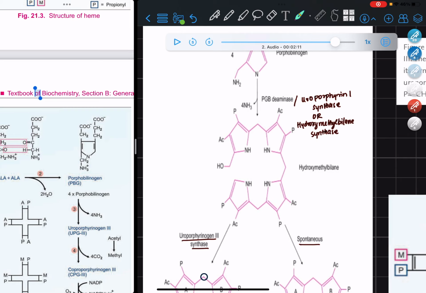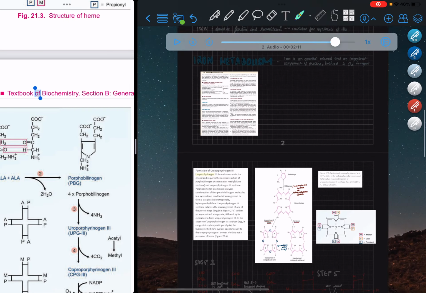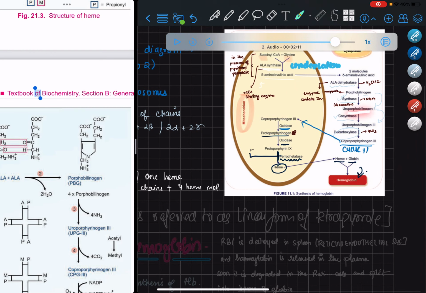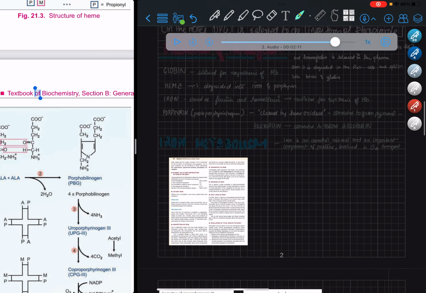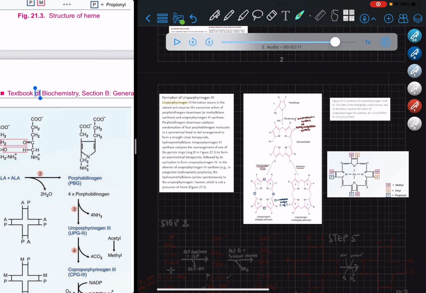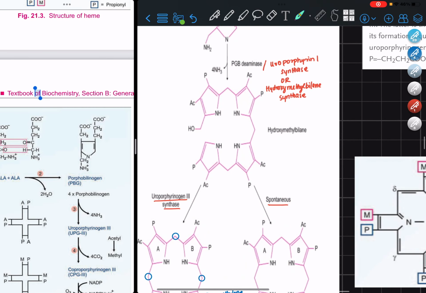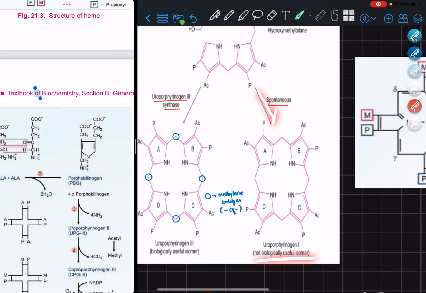So in the previous explanation I told you UPG is the linear form of tetrapyrrole, which was wrong. So this whole line is incorrect, which I probably misread. The correct thing is that HMB, hydroxymethylbilane, is the linear tetrapyrrole. Now, 2 things can happen to this. If it's left alone, spontaneously it gives UPG1, which is this, and it is not biologically useful. It cannot be used to synthesize heme further.